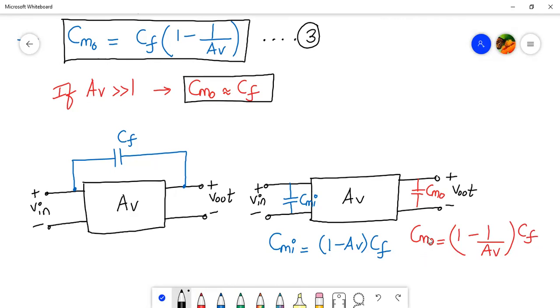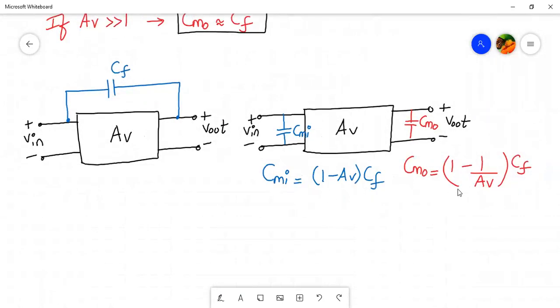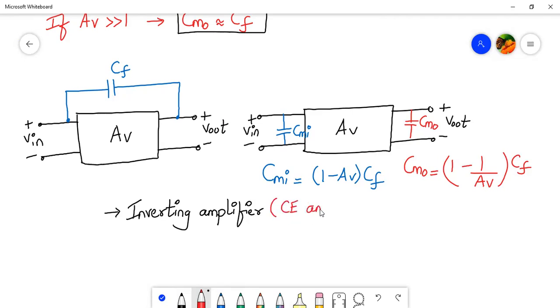Now from 2 and 3, we can say very easily from this equation and this equation, if I consider an inverting amplifier, so let's say that I have an inverting amplifier. The inverting amplifiers which we are studying here are the common emitter amplifier, a BJT amplifier, and also the common source amplifier, a MOSFET amplifier.